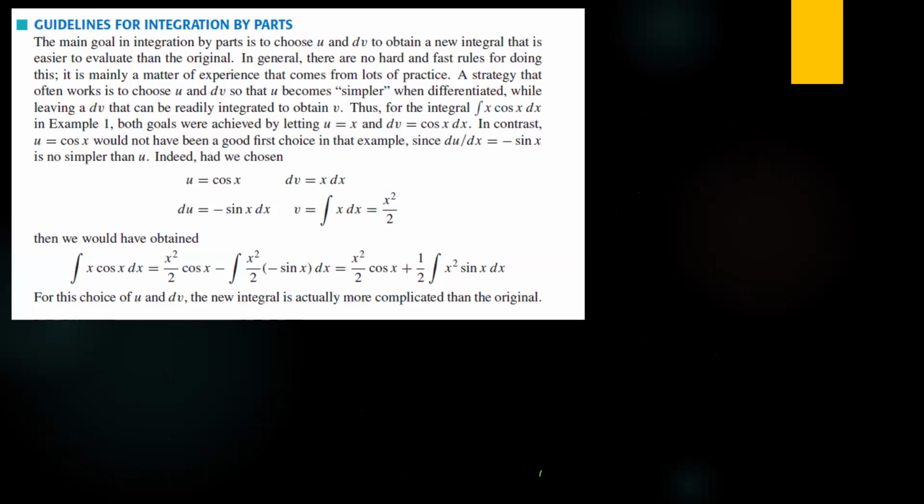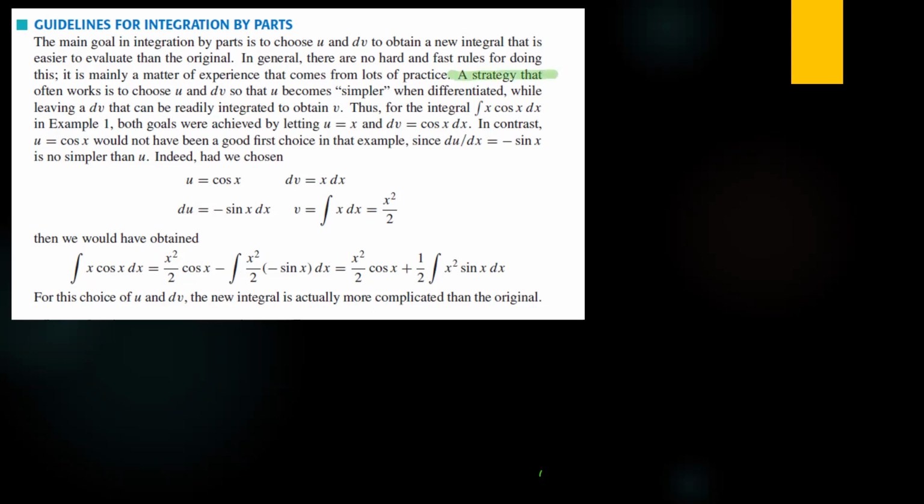Now in this part, we are going to talk about if I choose the first one as u and the second one as dv, or the first one as dv and the second one as u. Does it matter when I choose u and when I choose dv? The main goal in integration by parts is to choose where's u and where's dv. In general, there's no hard and fast rule for doing this. Just ask yourself, look at this part here, which is the very important one.